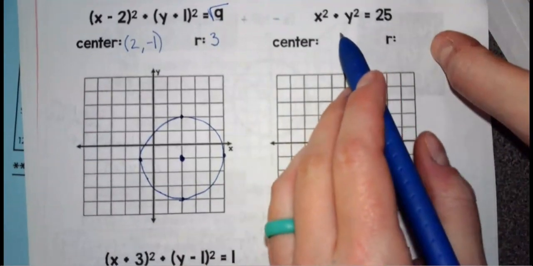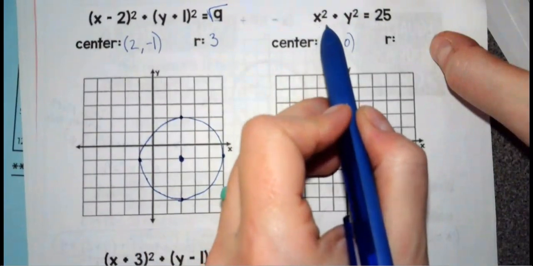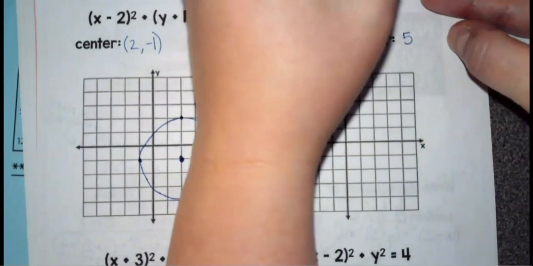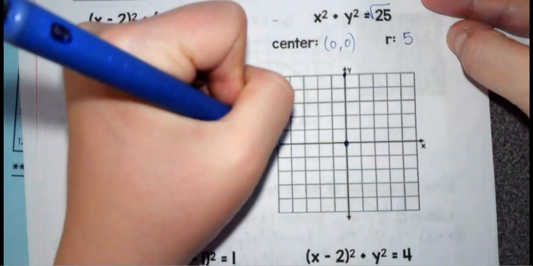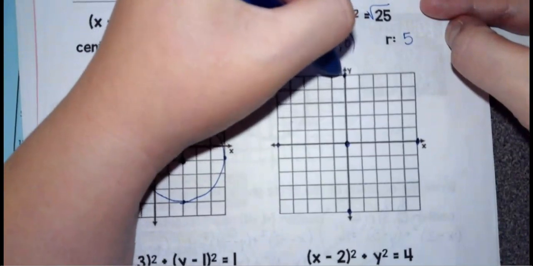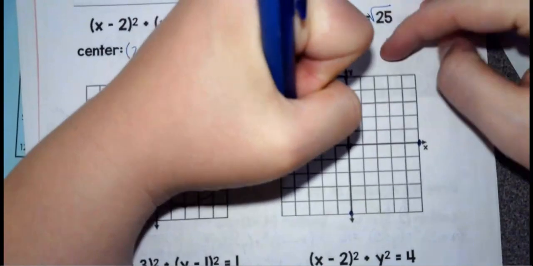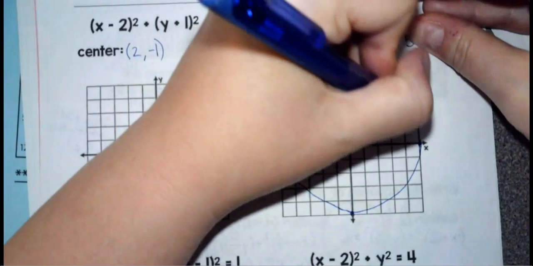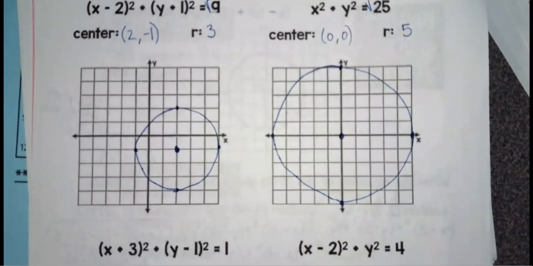For this one, it's super easy because the center is at 0, 0. But remember, on Delta, it will have the -0, like the parentheses is an x minus 0. All right, so the radius is 5. So I went up 5, down 5, left 5, and right 5.